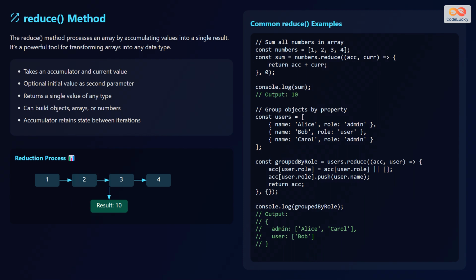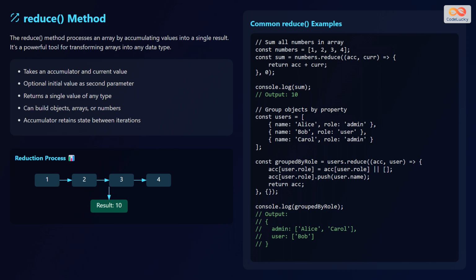Now let's delve into the reduce method. The reduce method processes an array by accumulating values into a single result. This method is very powerful for transforming arrays into various data types. It takes an accumulator and the current value of the array element as parameters. You can also provide an optional initial value as the second parameter to reduce.